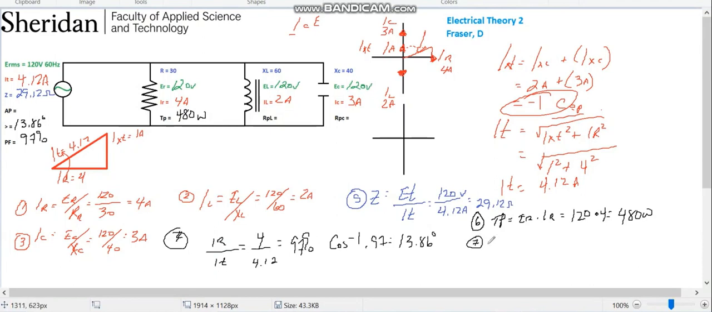Step number 7, let's go inductor. So my reactive power inductive is my voltage inductive times my amperage inductive. For that one, I've got 120 volts times 2 amps. So I got 240 VARs inductive.